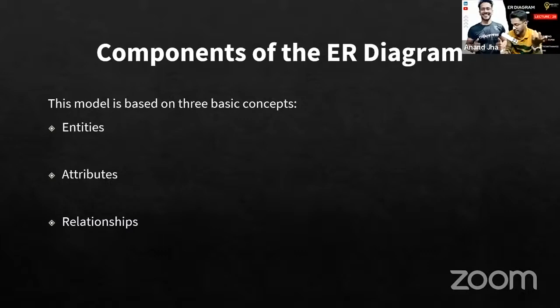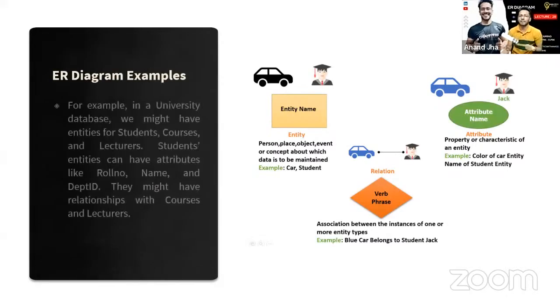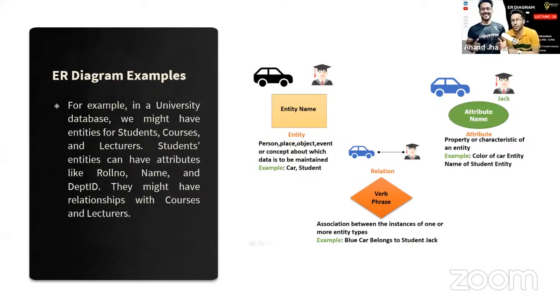Now let's talk in great detail. What are entities, what are attributes, and what are relationships? Let's see this example. For example, in a university database, we might have entities for students, courses, and lecturers. Student entities can have attributes like roll number, name, and department ID. They might have relationships with courses and lecturers.